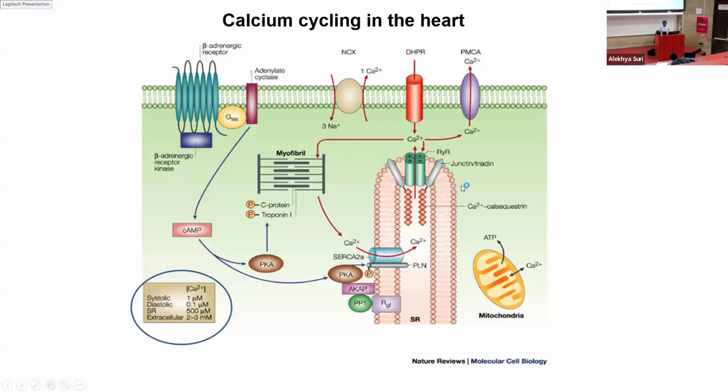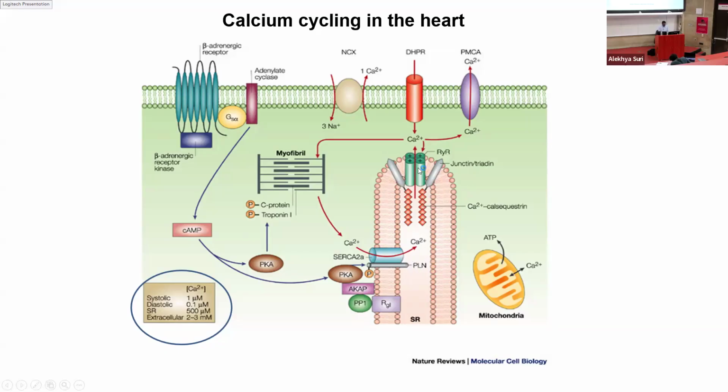Most of the calcium inside the cells is stored in the lumen of the sarcoplasmic reticulum. The sarcoplasmic reticulum is a membranous structure, a modified form of endoplasmic reticulum, and it has different types of proteins compared to the endoplasmic reticulum.